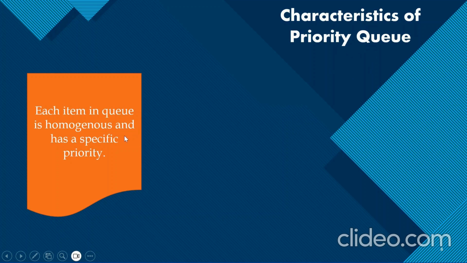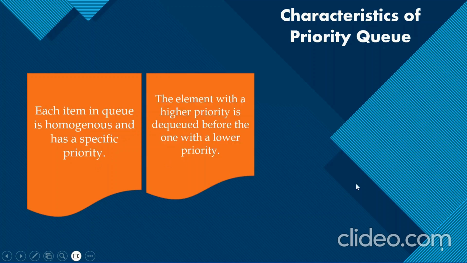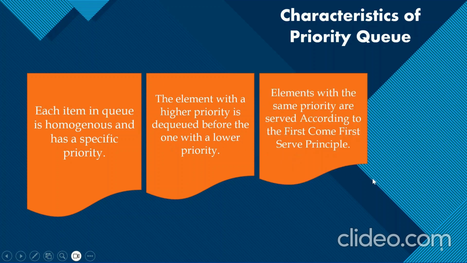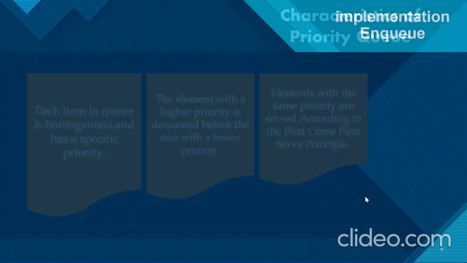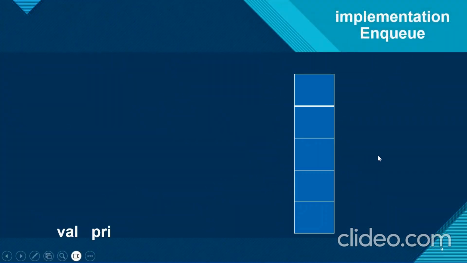Characteristics of a priority queue: each item in the queue is homogeneous, that means of the same type, and has specific priority associated with it, that we would be discussing shortly. The element with the higher priority is dequeued before the one with the lower priority. Elements with the same priority, because there can be elements with the same priority, are served according to the first come first serve principle, right? Let us go to the implementation now, right?